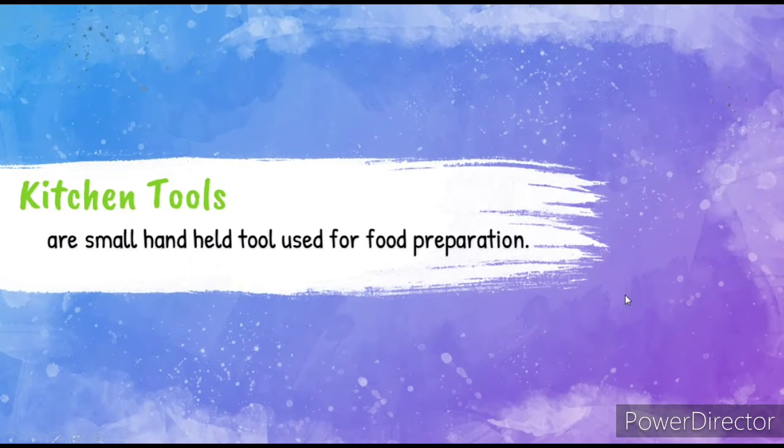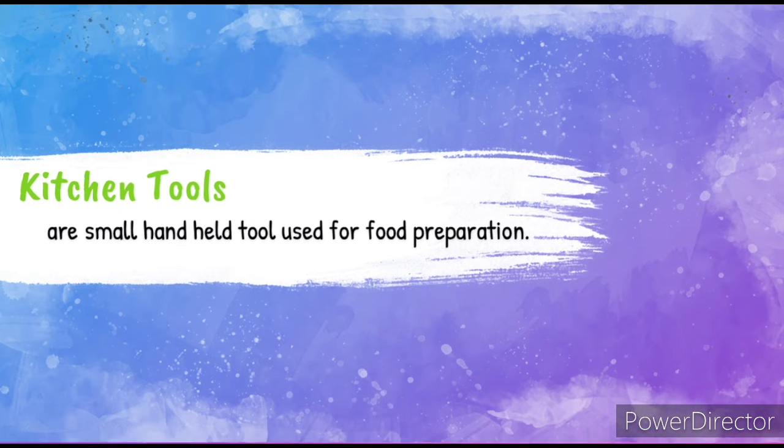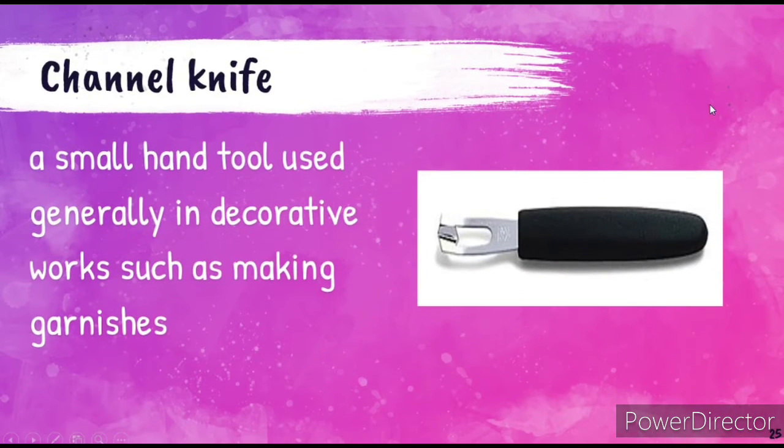Let's start with our kitchen tools. These are small handheld tools used for food preparation. And the first tool here is the channel knife. Okay, so this is a small hand tool used generally in decorative work such as making garnishes. With the use of this knife, it will be easy for us to remove the zest of the lemon and make attractive garnish for our dishes.